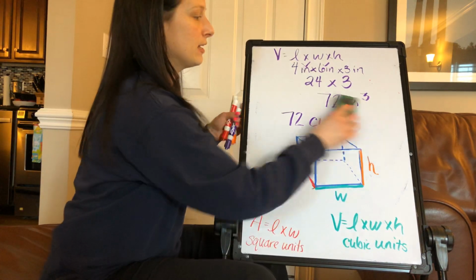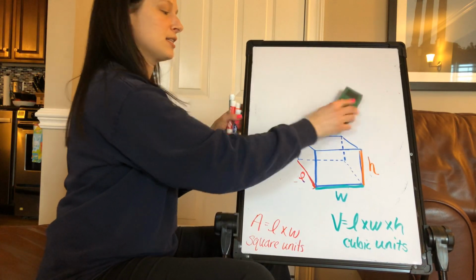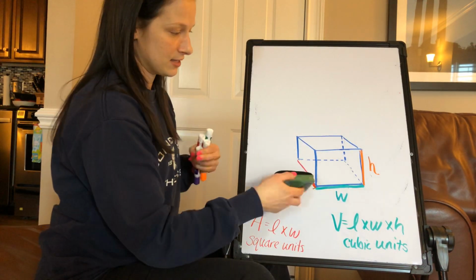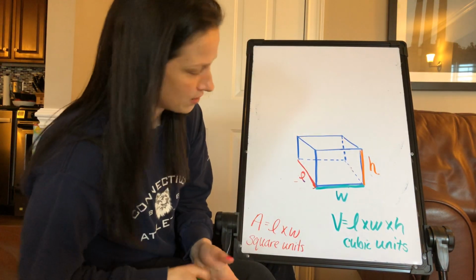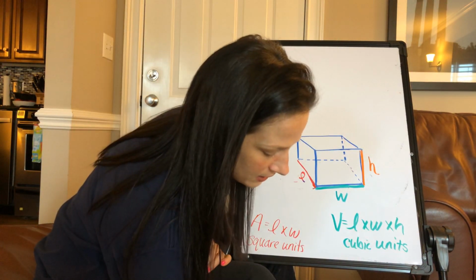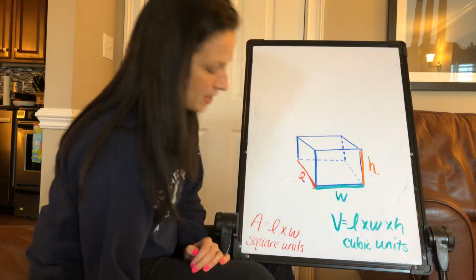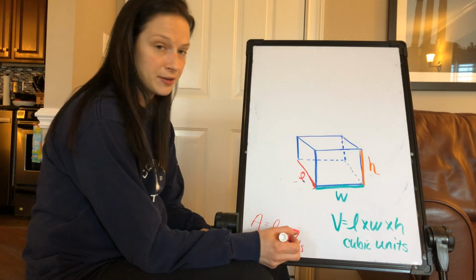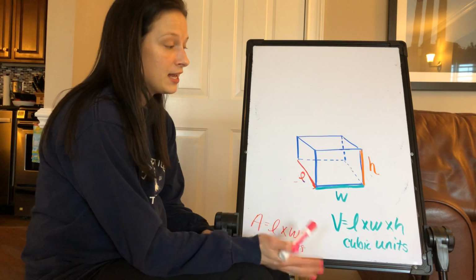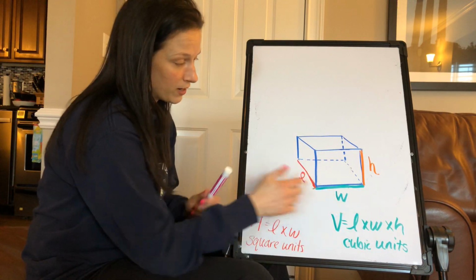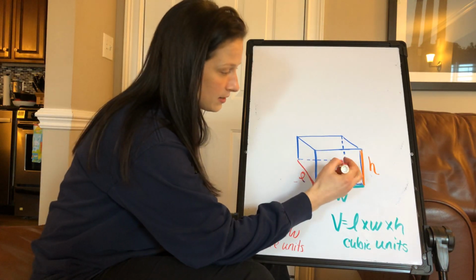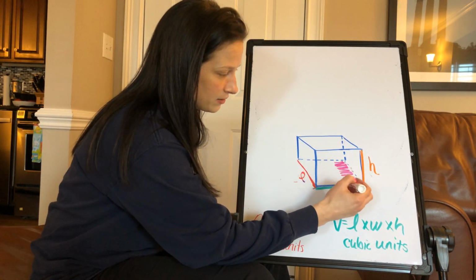The other way, I'm hoping I can illustrate on this. So, the other way that we can determine the volume of a shape is by thinking about the area, okay? In this picture, the length and the width are represented by the space down here.